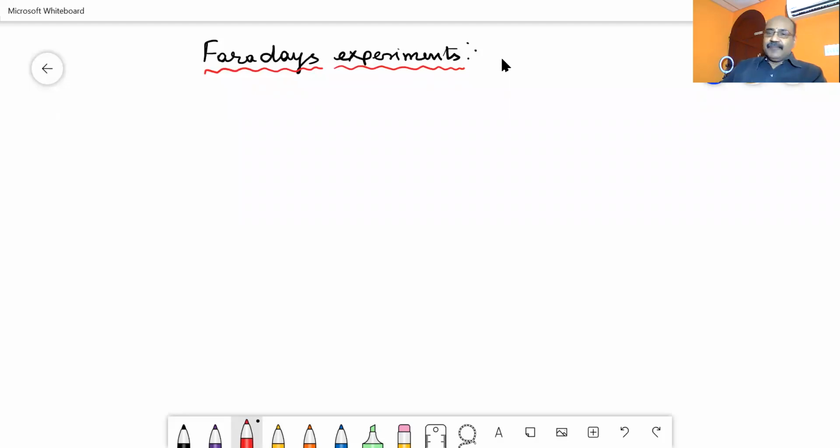So today we are going to study about the Faraday's experiments. In our last class, I gave an introduction regarding electromagnetic induction, where we studied the definition for magnetic flux. From the magnetic flux, we obtained a relation for the magnetic flux both in a uniform magnetic field as well as in a non-uniform magnetic field that we studied in the last video.